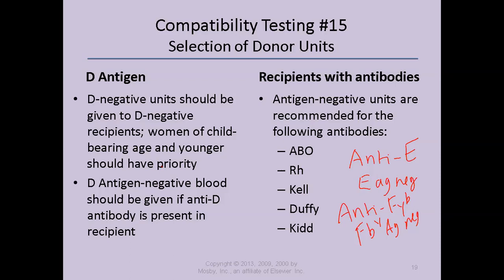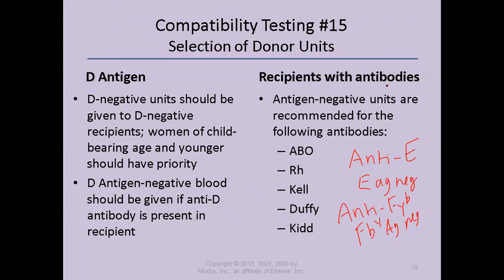D antigen negative blood should be given if anti-D antibody is present in a recipient. So why would somebody have anti-D? We have an Rh negative person who maybe got an emergency transfusion and it happened to be Rh positive red cells, and they made anti-D. Well, hopefully this makes sense. If somebody has anti-D, you don't want to give them D positive red cells, because what's going to happen? Their anti-D is going to say, hey, there's my D antigen target on those donor red cells, and we're going to have an immune complex form, and there will be a transfusion reaction.